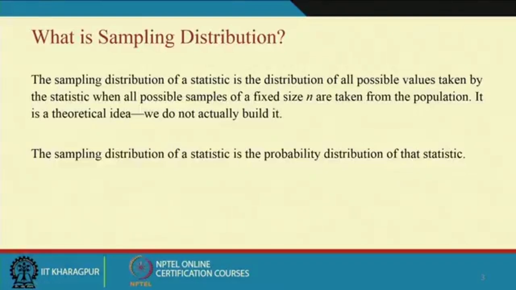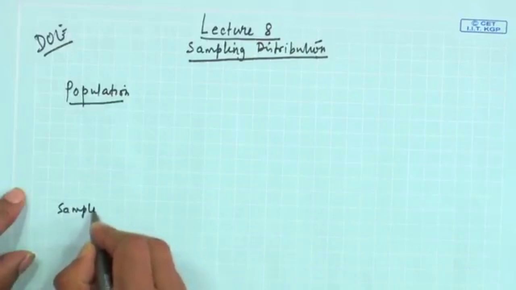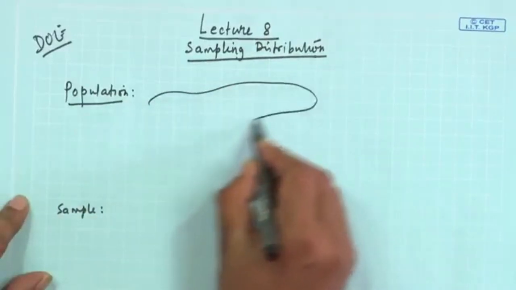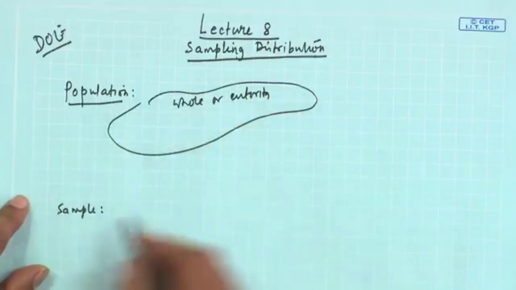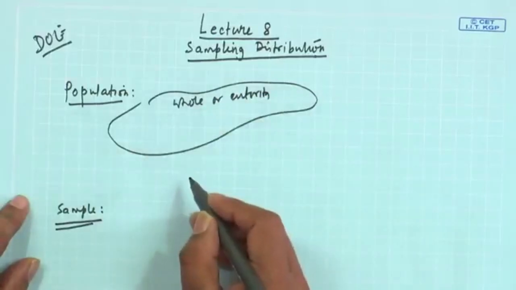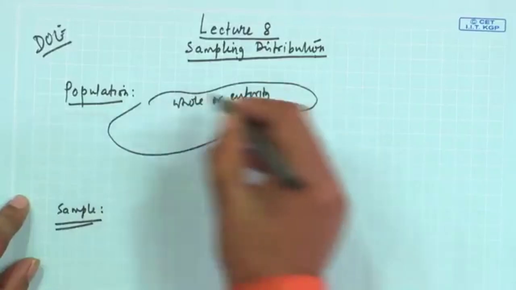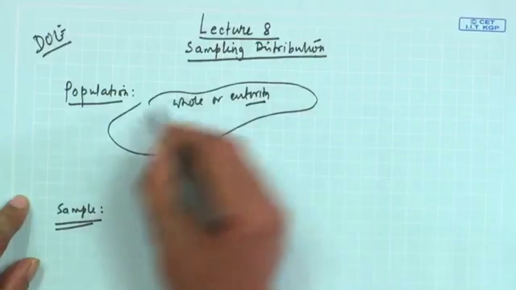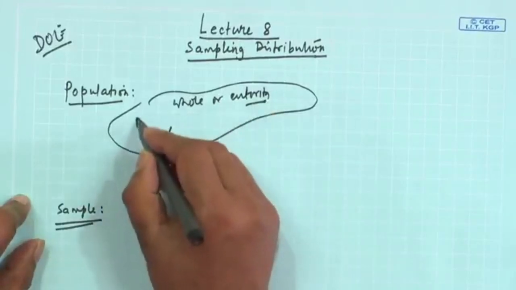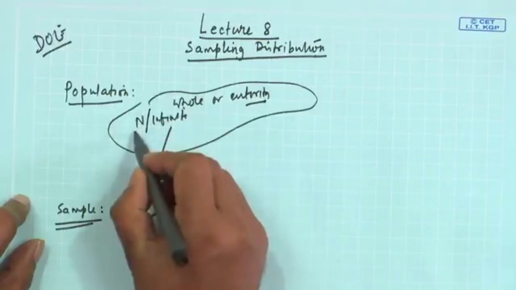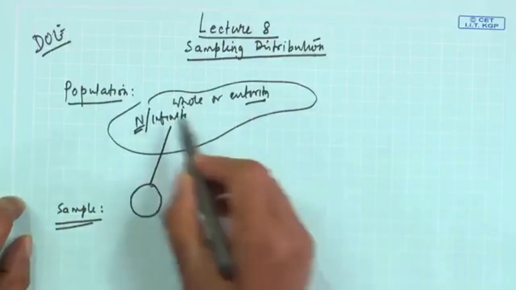So, let us explain a little more here. I told you that there are important concepts like population and sample. For example, this is my population, the whole or entirety. Now, when you take a sample, you take a portion of that whole from different segments, and the total collection will be something like this. This population may be finite or infinite. Finite means the total number of items of interest will be N, infinite means it is infinite.